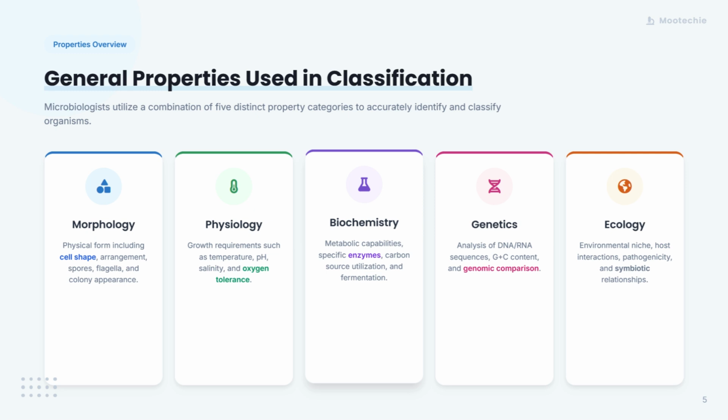Physiology. Growth requirements such as temperature, pH, salinity, and oxygen tolerance. Understanding where and how a microbe thrives tells us a lot about its identity and ecological role. Biochemistry. Metabolic capabilities, specific enzymes, carbon source utilization, and fermentation. This reveals the microbe's chemical toolkit, what it can eat, what waste it produces, and how it generates energy.